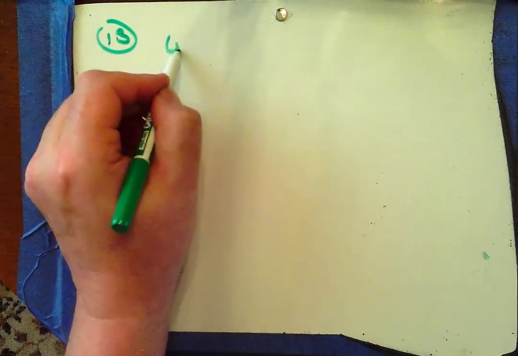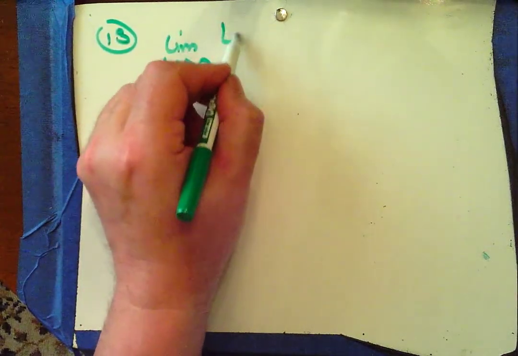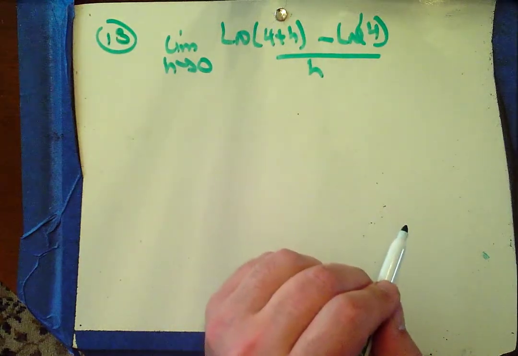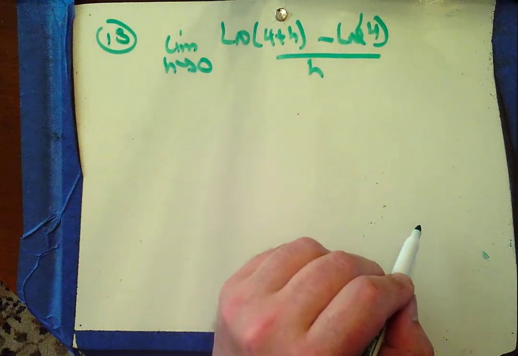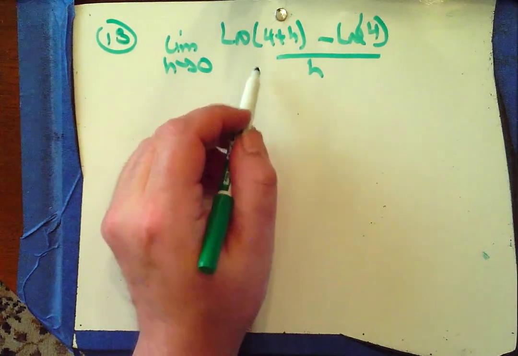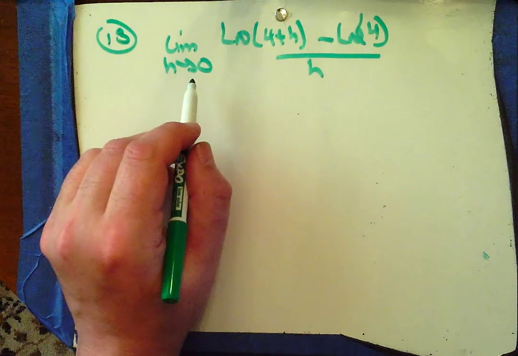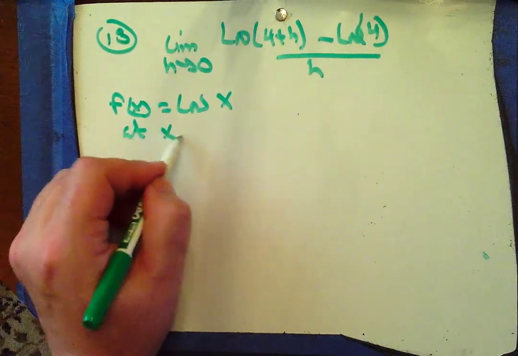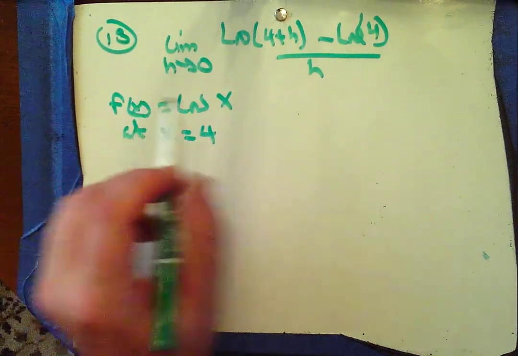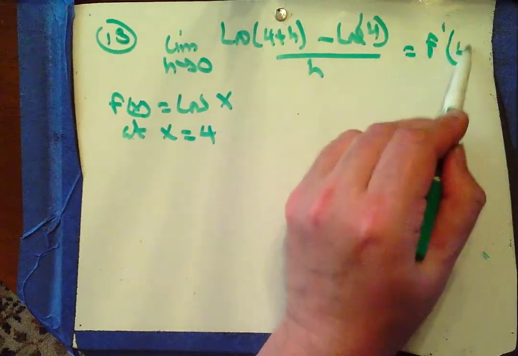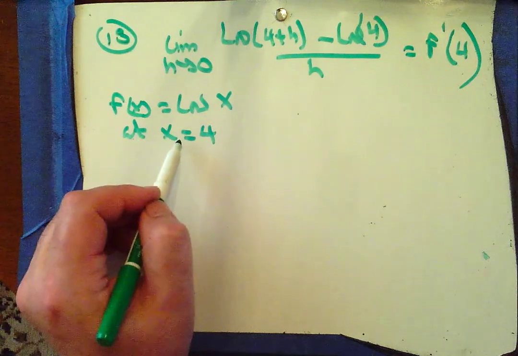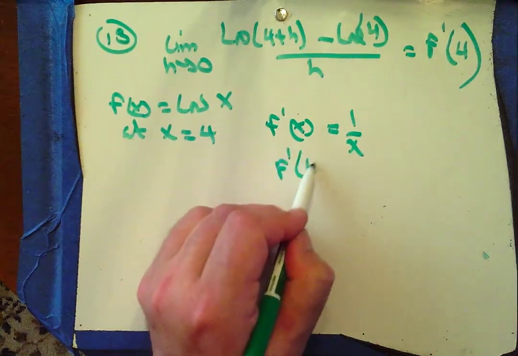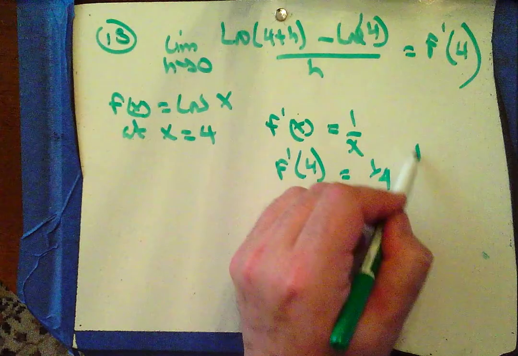18, the limit as h heads to 0 of ln of 4 plus h minus ln of 4 over h. What some of you have forgotten is the limit definition of the derivative. You're supposed to recognize this as the limit definition of the derivative where f of x equals ln of x at x equals 4. So this is asking what's f prime of 4, given that f of x is ln of x. So f prime of x will be 1 over x, and f prime at 4 is going to be 1 over 4, and that's choice B.